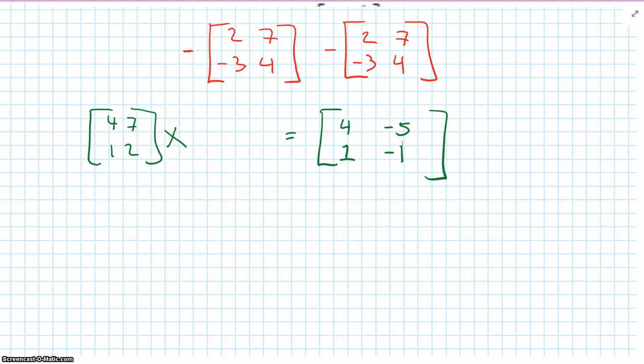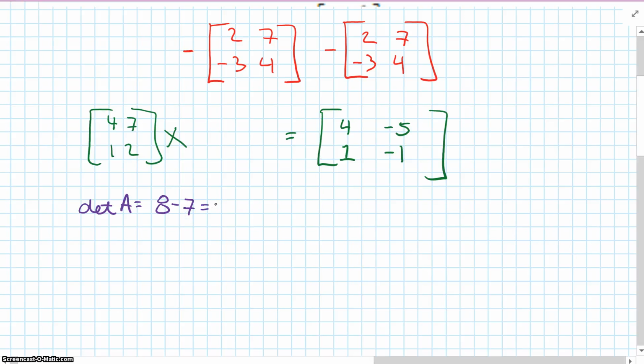So we just got to find the multiplicative inverse of matrix A. So the determinant of A, to see if it exists, is 4 times 2, which would be 8, minus 7 times 1 would be 7. So the determinant's 1. So we love that.